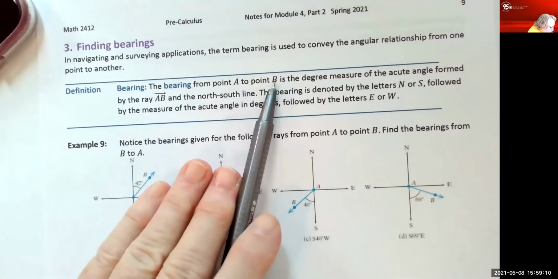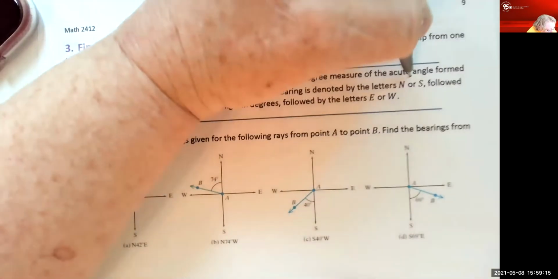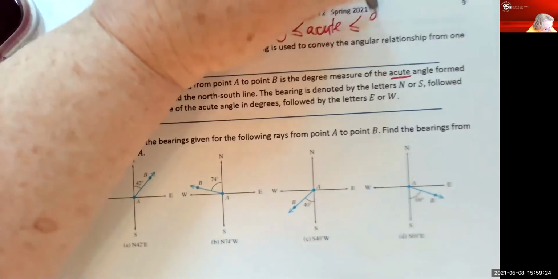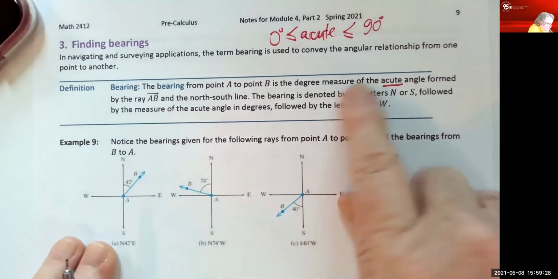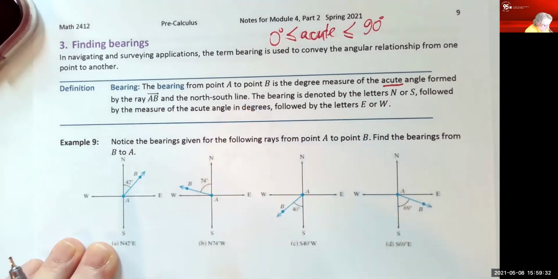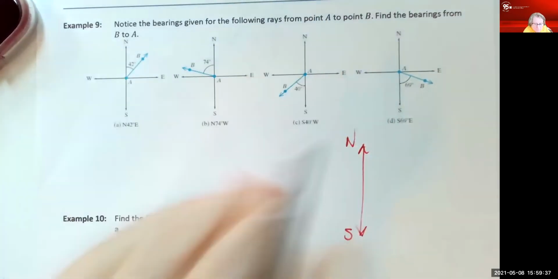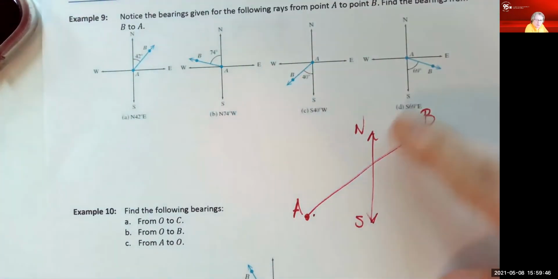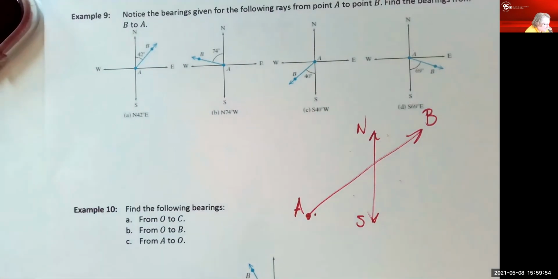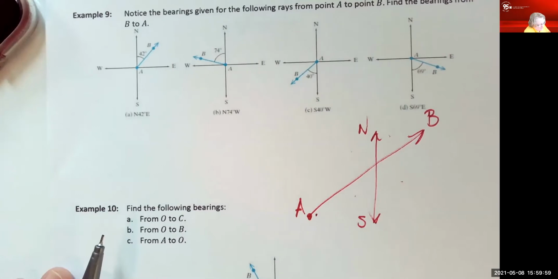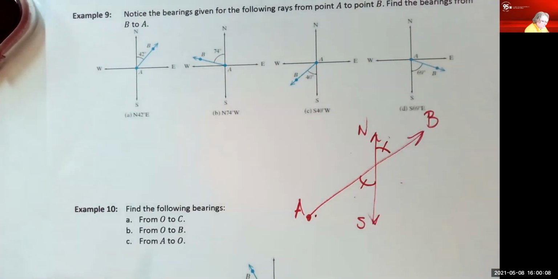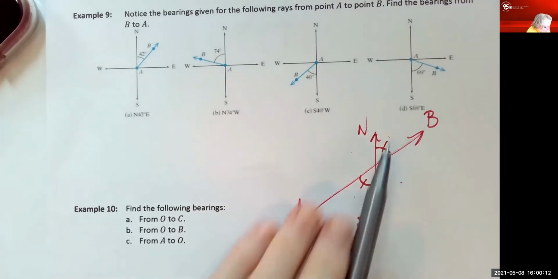The bearing from point A to point B is the degree measure of the acute angle. And this is important. That acute means between 0 degrees and 90 degrees. So the acute angle formed by the ray AB and the north-south line. Let's say here's AB, here's the north-south line. Which angle in here? There are 1, 2, 3, 4 angles. Which one is less than 90 degrees? Yes, this one. And it's the same angle because we've got two lines. That means that their angles are the same. The angle between the two lines is the same. So either angle will be correct.